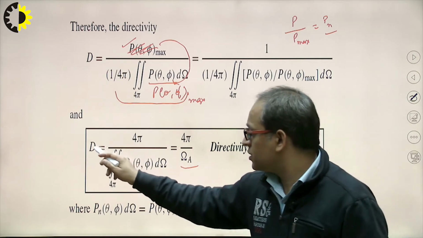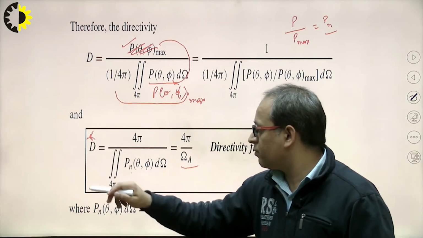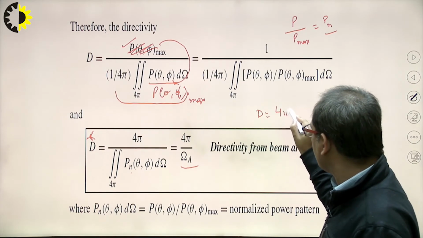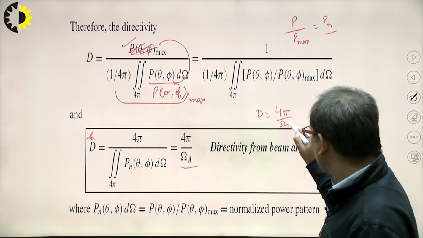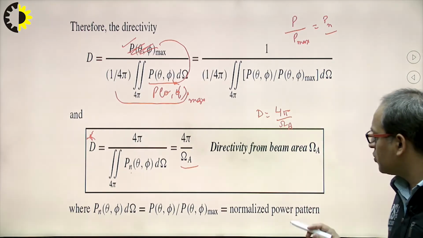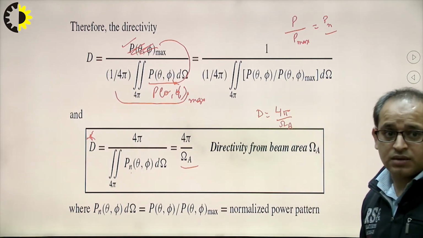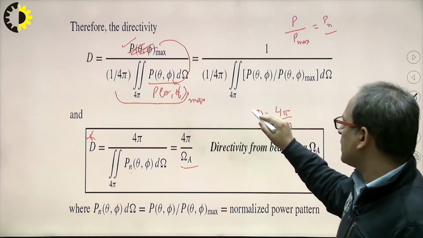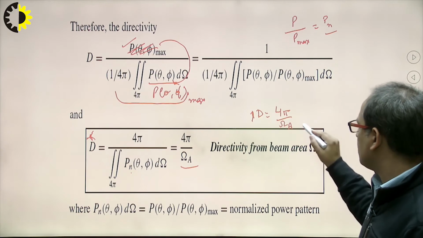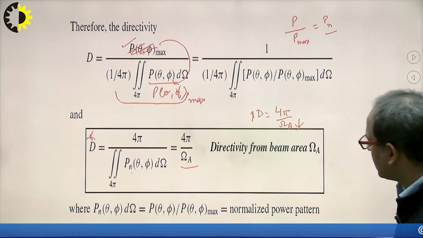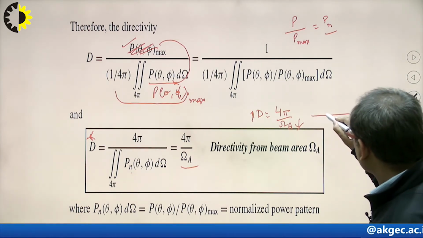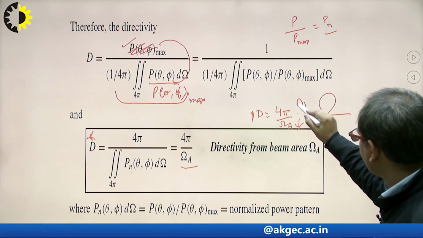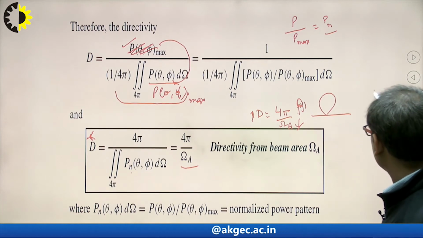This is the most important formula. From this you can conclude that if the beam area is larger, then the directivity will be less, and if the directivity is higher, then the beam area will be less. Clear?